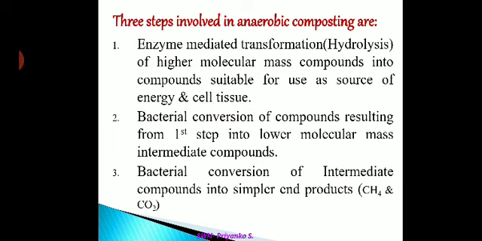The same is explained here, the three steps involved in anaerobic composting. The first step is enzyme mediated transformation, also called hydrolysis, of higher molecular mass compounds into compounds stable for use as a source of energy and cell tissue. The second step is the bacterial conversion of compounds resulting from the first step into lower molecular mass intermediate compounds. And the last one is bacterial conversion of intermediate compounds into simpler end products, that is methane and carbon dioxide. So these are the three steps involved in anaerobic composting.